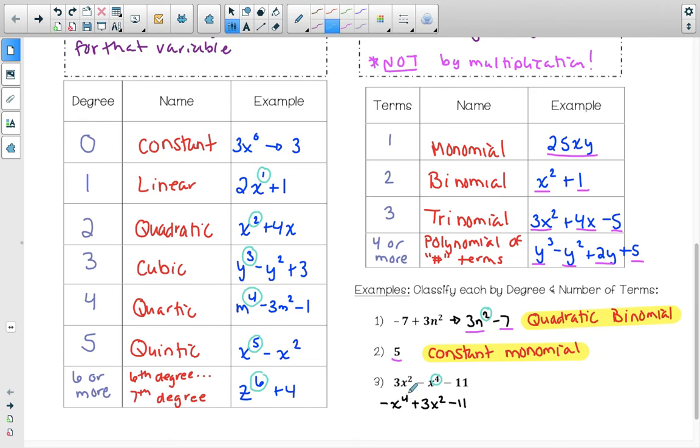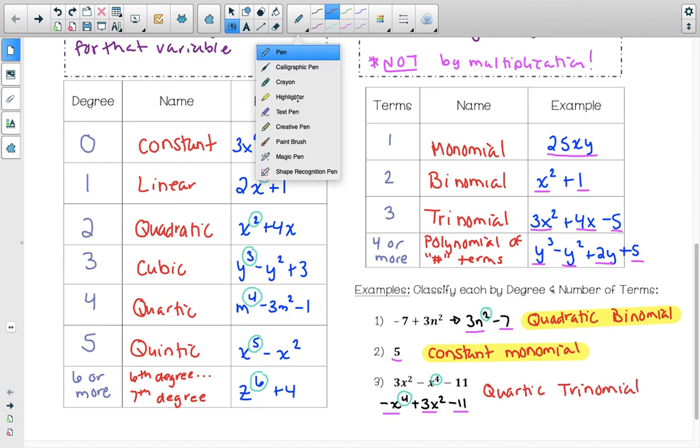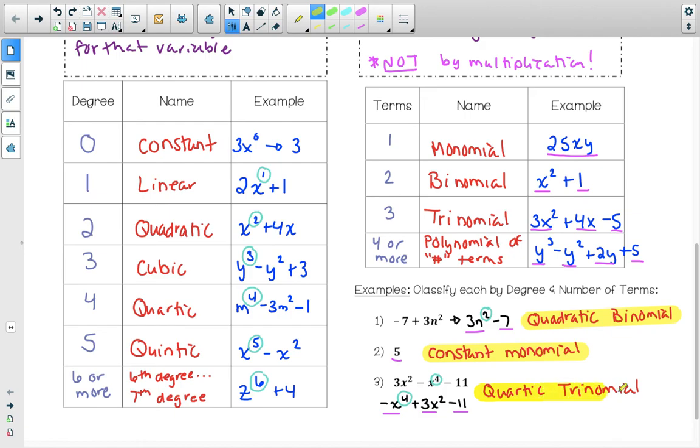So again, our highest exponent is still the 4, so we would call this, where the degree is, a quartic. And then there are 1, 2, 3 terms. This is called a quartic trinomial. And this is how we classify by degree and number of terms.